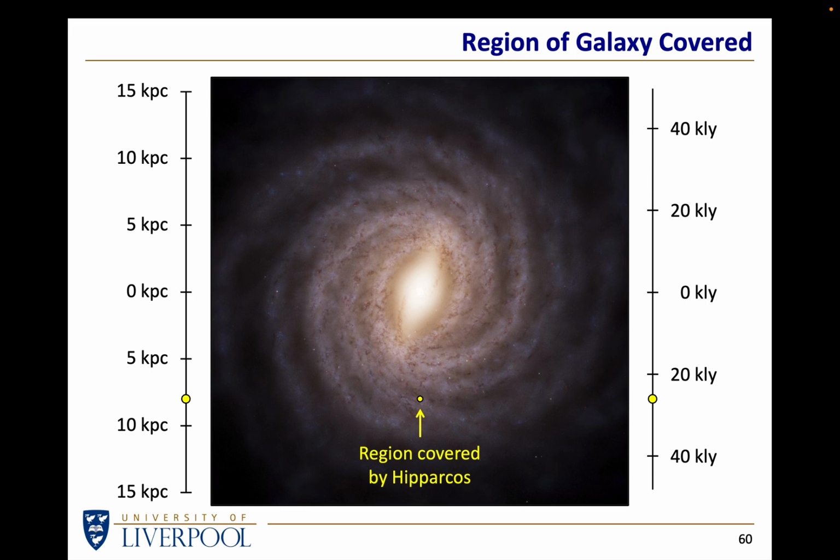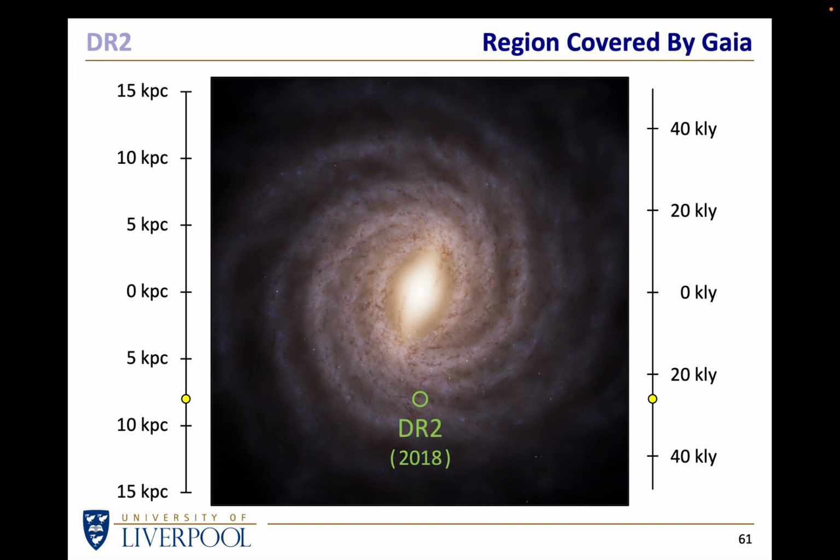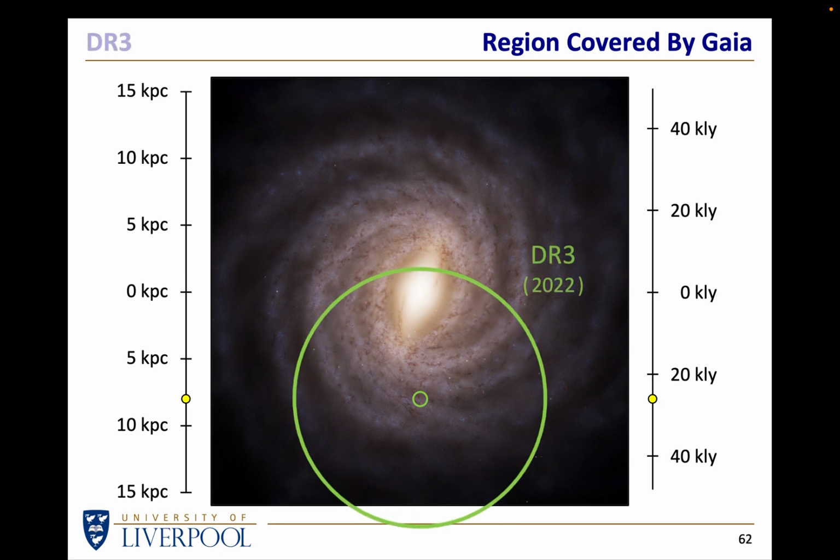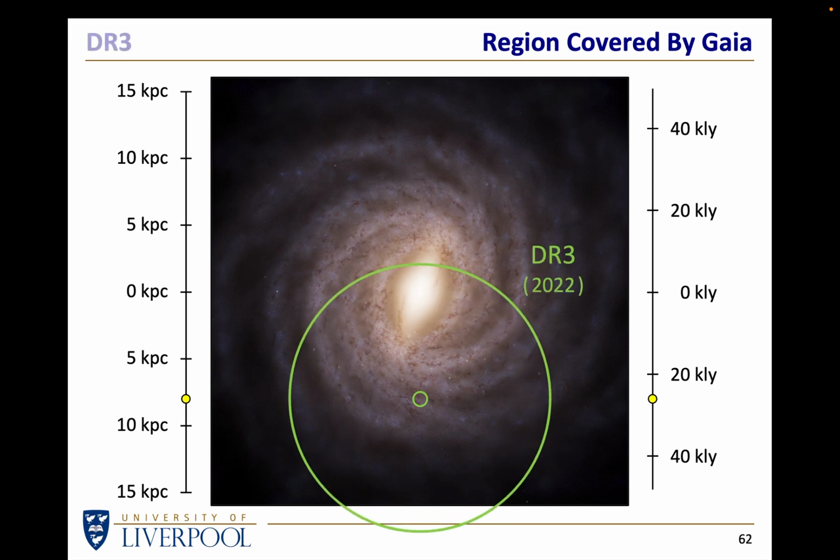Gaia's data release 2 allowed us to see further. Everything inside that green circle has been covered by Gaia data release 2 in 2018. 4 years later, Gaia data release 3 expanded that green circle into a much greater coverage of the Milky Way. Now we are able to look at stars within the green circle. So our reach has now gone to something like 10 kiloparsecs, or 30,000 light years.